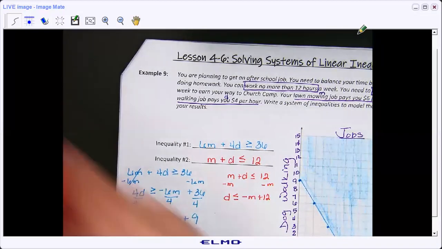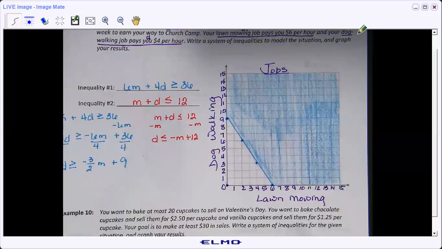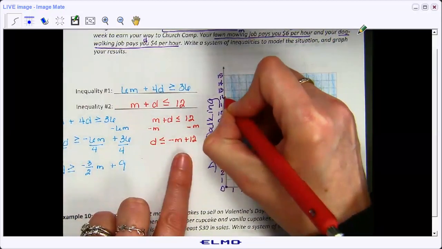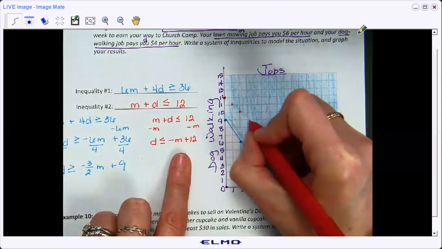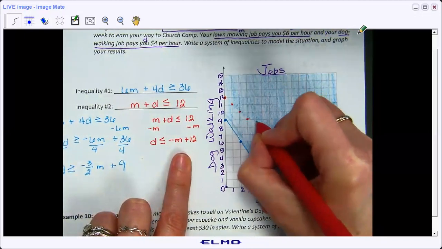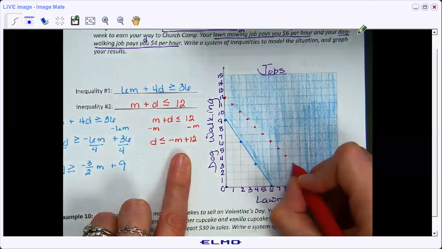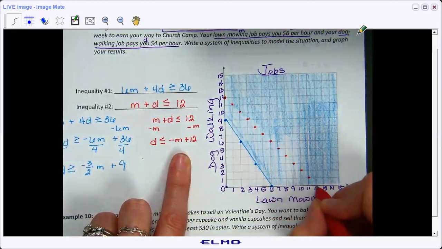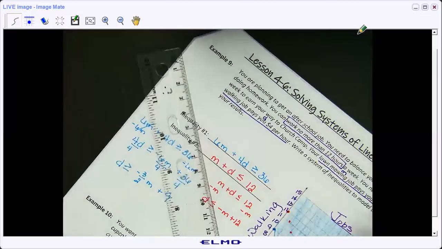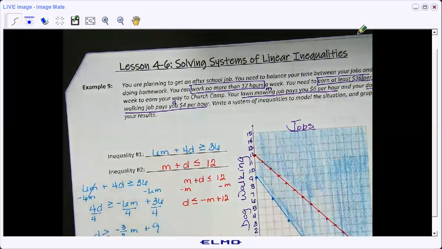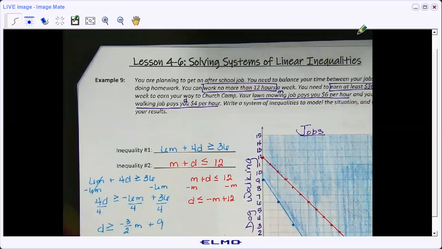Okay, let's go ahead. Once you're done shading that, go ahead and graph your second inequality. We're going to start at 12. Notice these are both solid lines, meaning a solution can be on that line. And now we're going to shade below this line. That's right. We're going to shade below.